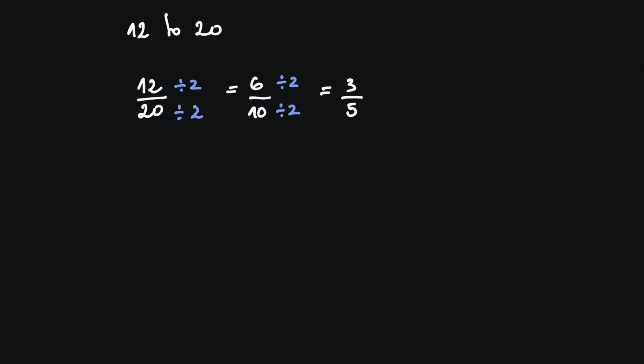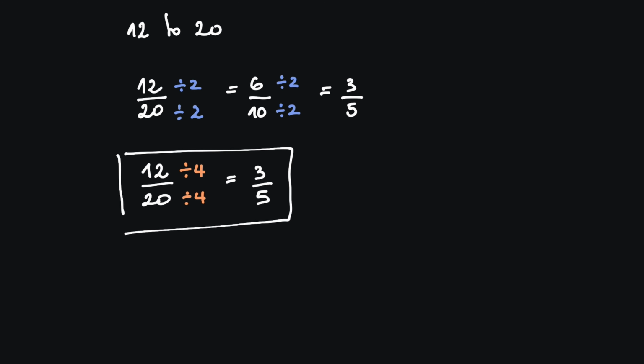You probably notice that you don't have to do these two simplifications. Again, 12 to 20: we immediately notice that both are divisible by 4. So we divide by 4, and 12 divided by 4 is 3, and 20 divided by 4 is 5. This is the preferable method you can use to simplify ratios.